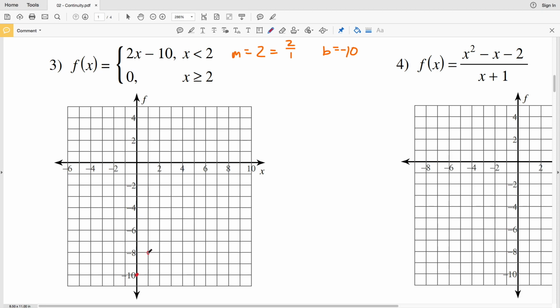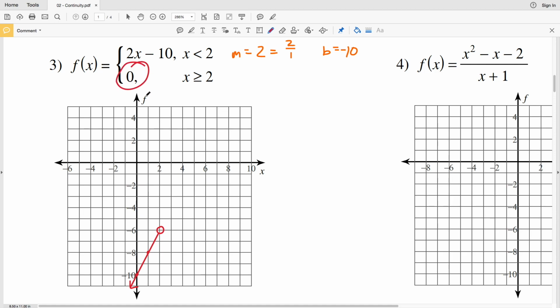That's where x is 1 and f of x is equal to negative 8. But I want to go up to that interval of 2, and that's going to be an open circle because x is not included. So going 2 up in the rise and 1 over in the run, that's going to be an open circle, again, because that is not included in the interval. And now I'll draw a line connecting those points.